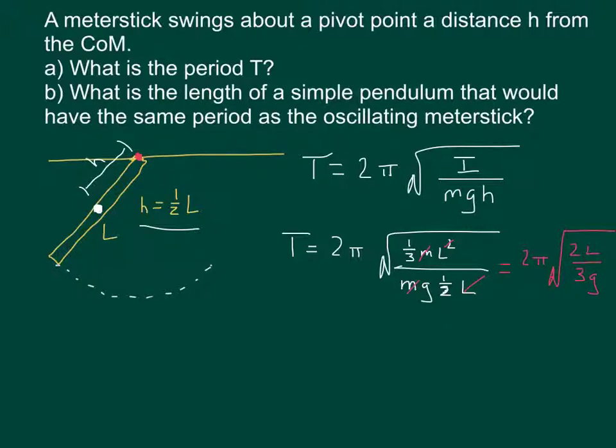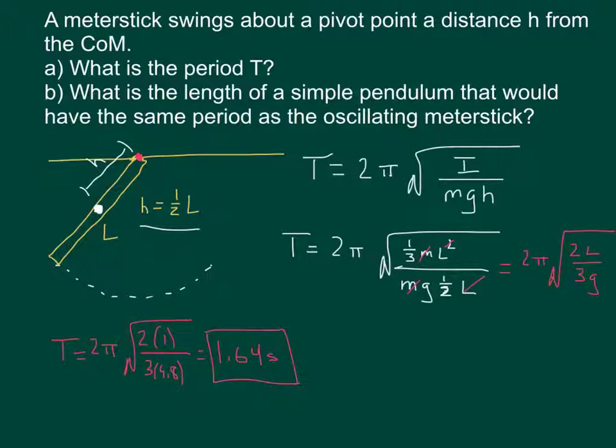I'm plugging in. We know the length is 1 meter, and then we have 3 times 9.8. Plugging in, we see that the period of this pendulum is going to be 1.64 seconds. So that's our answer to part A, 1.64 seconds.